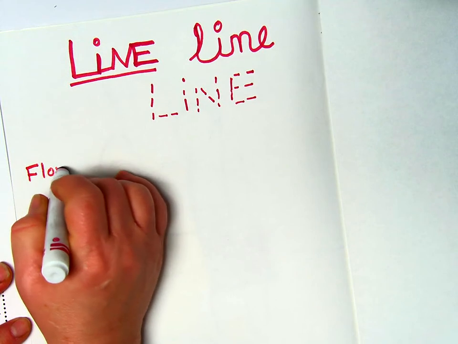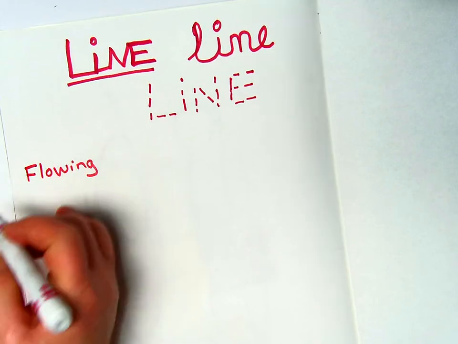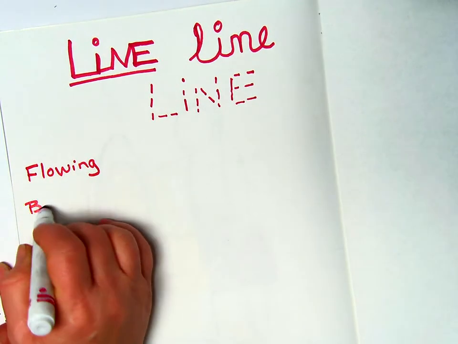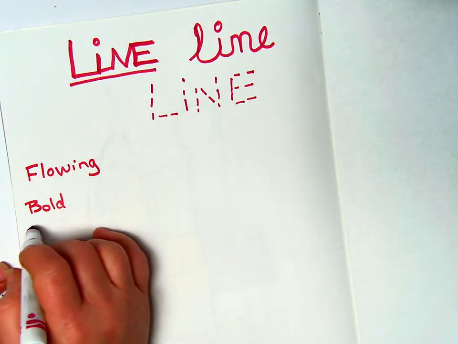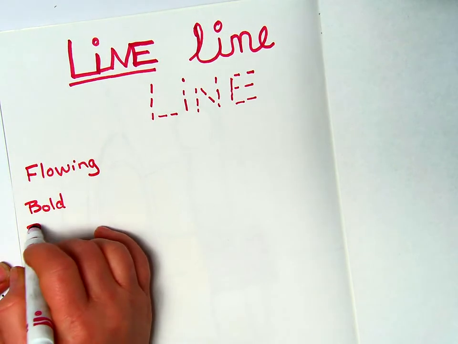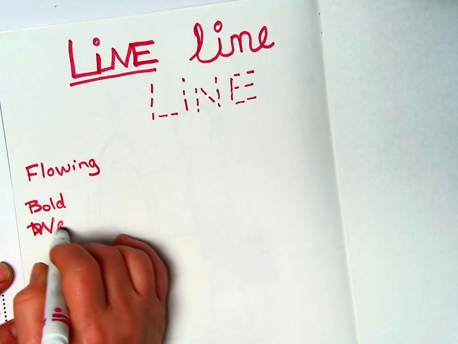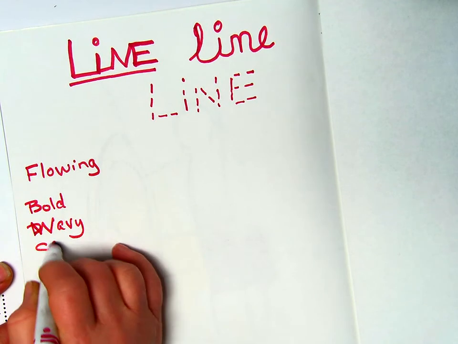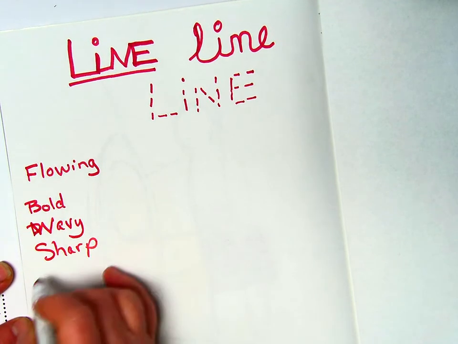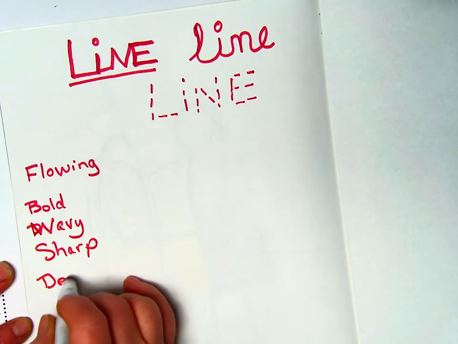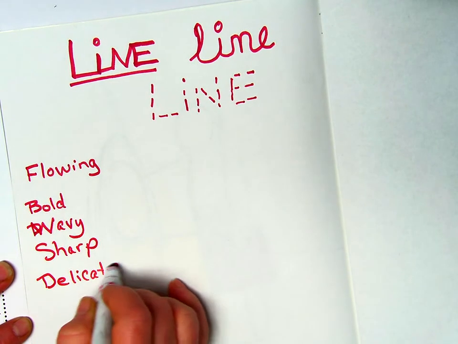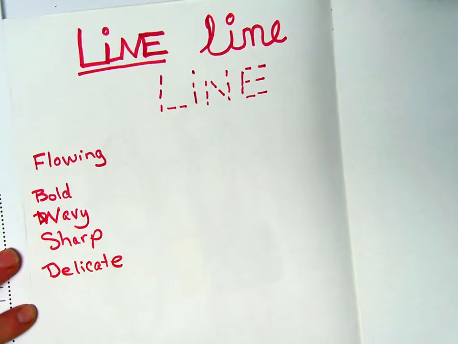There's flowing, there is bold, there is delicate. Oops, excuse me, I better keep it going in the right way here. So we've got wavy, we've got sharp, we've got delicate, okay, thick, jagged, bumpy, and so forth.